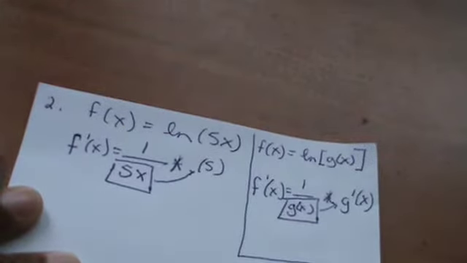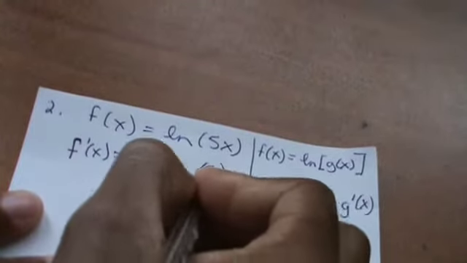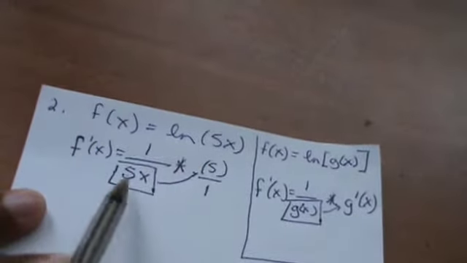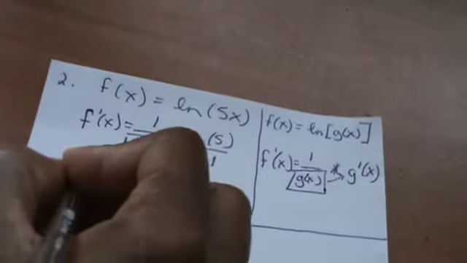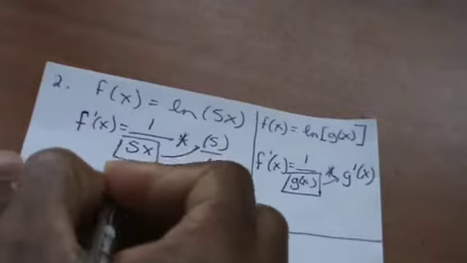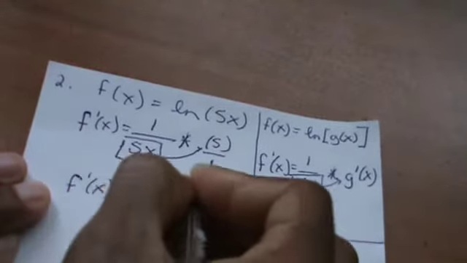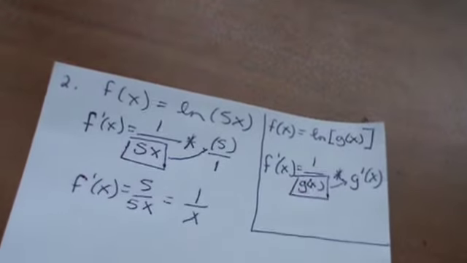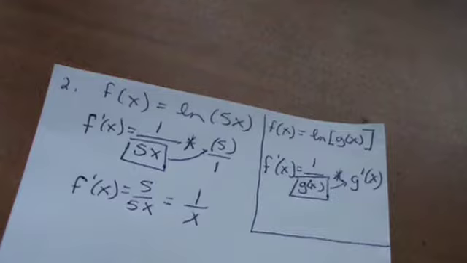All right, so oftentimes you're being asked to rewrite this. So I'm going to make this 5 over 1 so that I can multiply straight across. So then f prime of x equals 5 over 5x, or just 1 over x. Like that. All right, let's try another one.